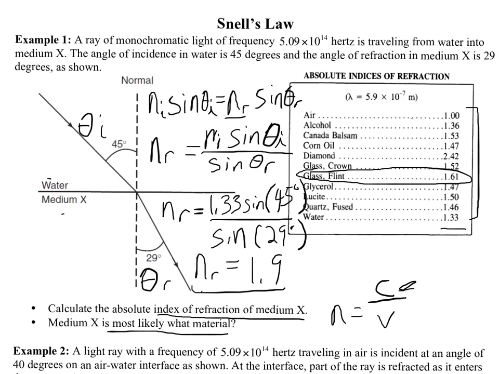In actuality, if this were the results of a real experiment, I might say it's some combination of flint glass and diamond, because higher than flint glass but lower than diamond, so maybe you mix the two or something like that. But for the purposes of this or the AP exam, you pick the one that's closest.